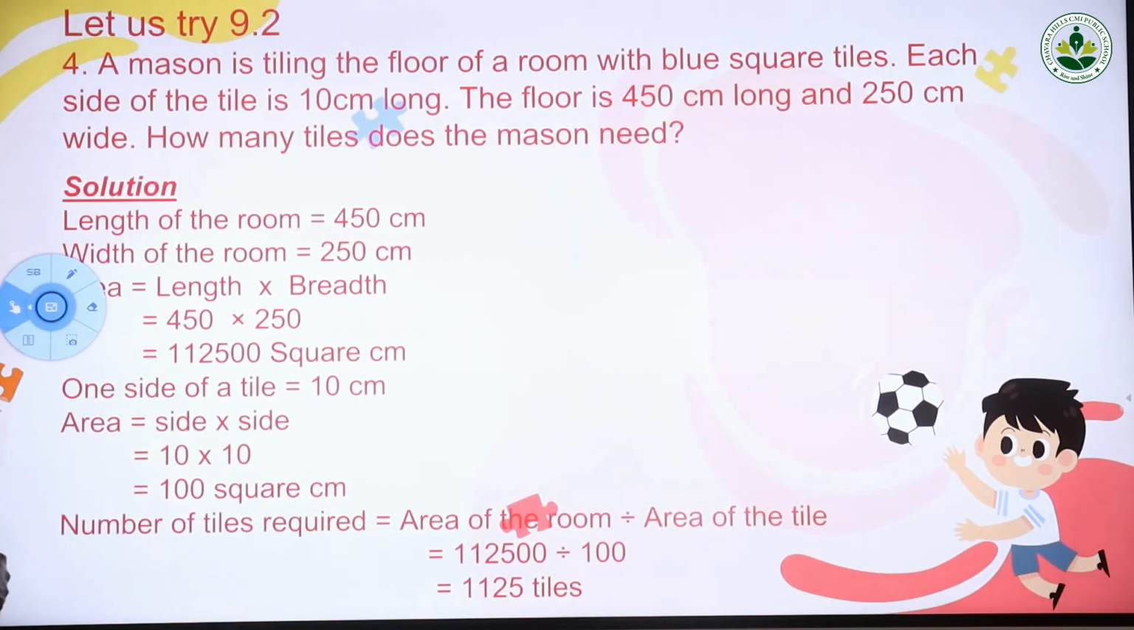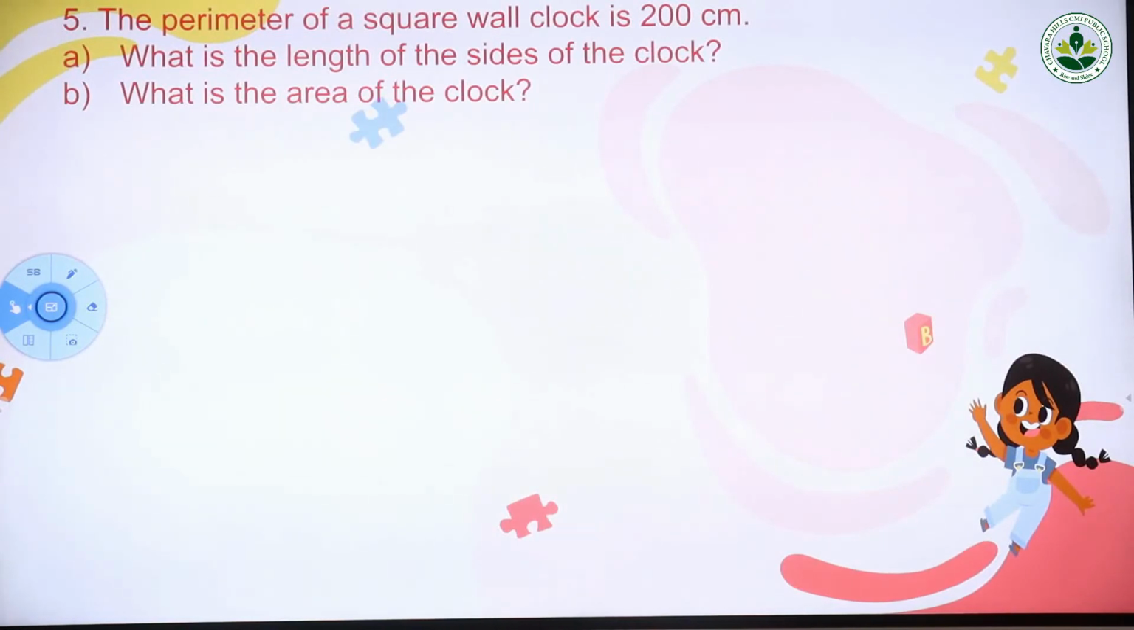Just divide the two, then we found the number of tiles required. That is equal to the area of the room divided by the area of one tile, that is 1,12,500 divided by 100. Answer is 1,125 tiles. Next question, fifth question.